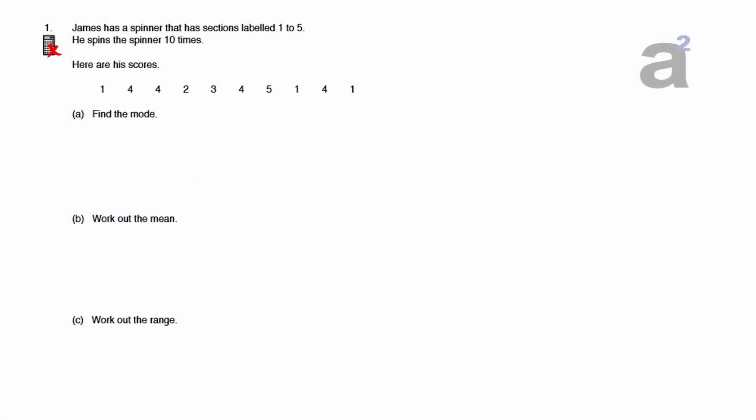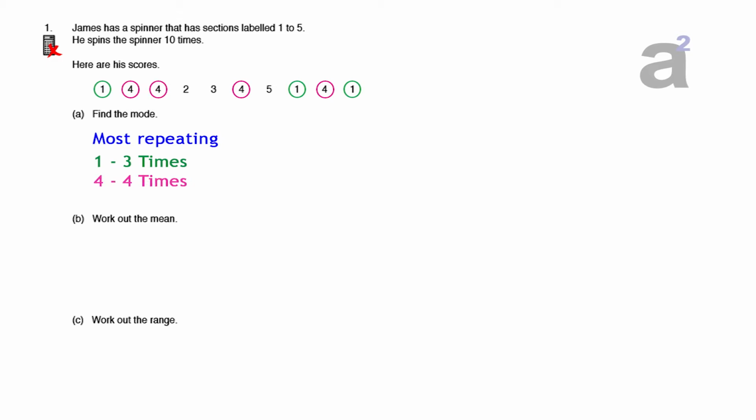Question number 1. James has a spinner that has sections labeled 1 to 5. He spins the spinner 10 times. Here are the scores. Find the mode. What's mode? Mode is the most repeating, most occurring one. So you can see that 1 is repeating 3 times and 4 is repeating 4 times. All of the other numbers occur only once. So the mode should be 4.